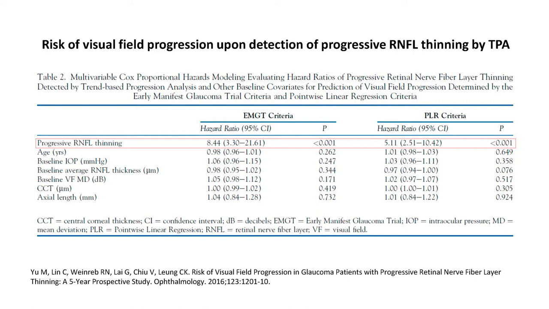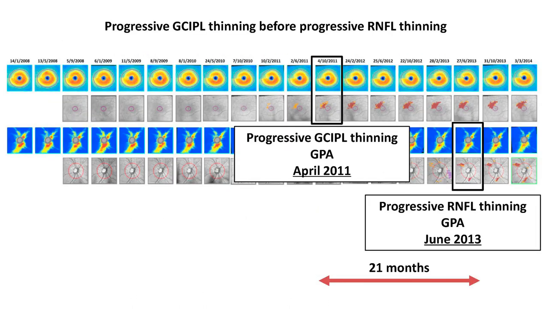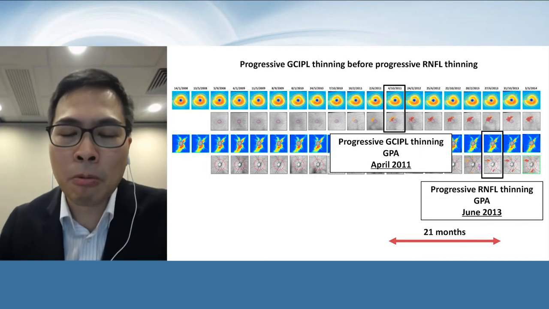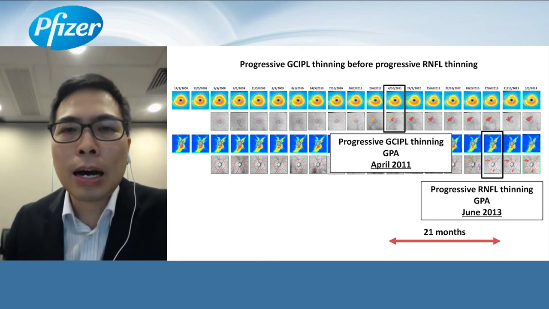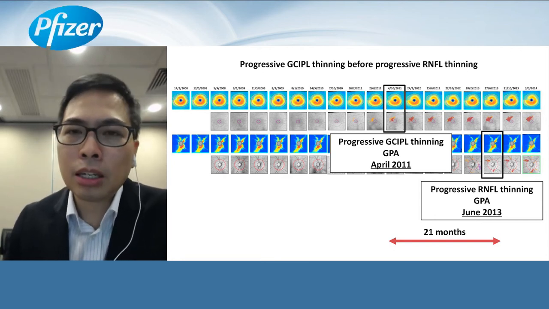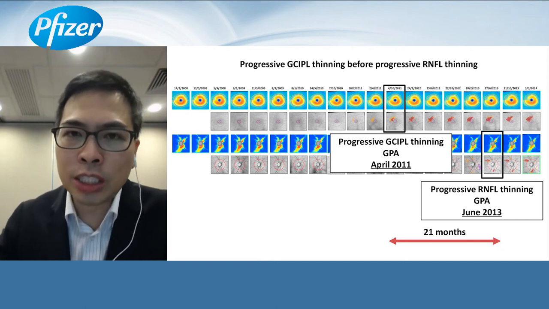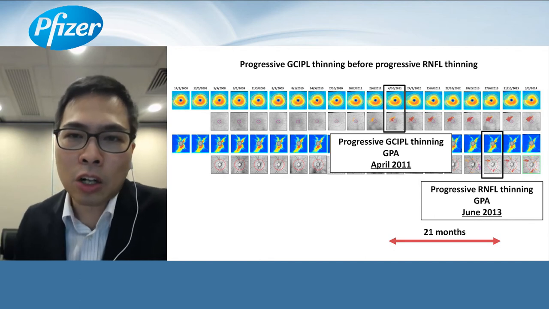What it shows here in this study is that when we see change of the retinal nerve fiber layer, when we see progressive retinal nerve fiber layer thinning detected by TPA, these eyes have actually a more than eightfold increase in risk of development of visual field progression. And not only have we demonstrated that it is important to use retinal nerve fiber layer to monitor glaucoma progression, we also have demonstrated it is important to measure and monitor the GCIPL of the macula when we evaluate glaucoma progression.